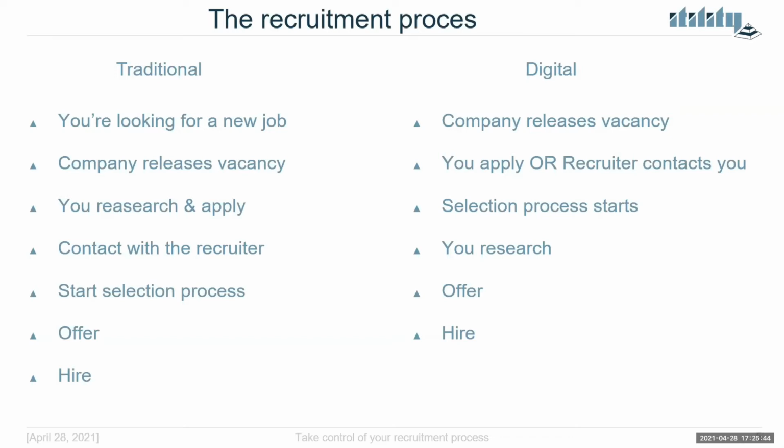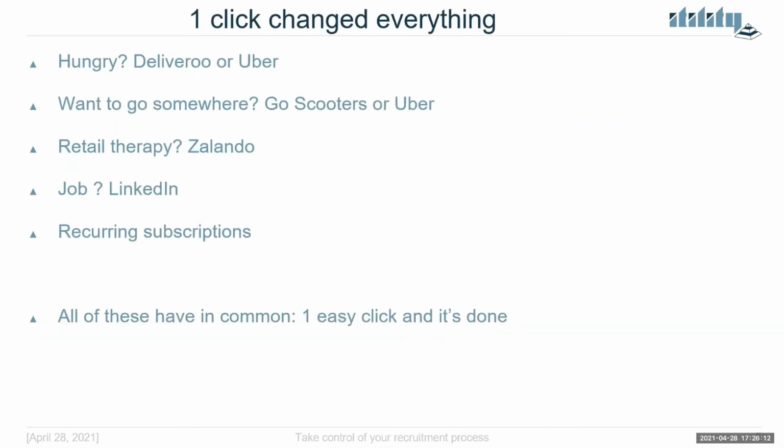In the digital version, the company releases a vacancy, you see it, you apply for it, or a recruiter actively contacts you for it, the selection process starts, and you start to do your research. Then you get the offer, and then you get hired. So it is a very small difference, but it is a significant difference. And the main difference is that in the digital version you are more of a consumer than the person who applies. And this I like to call the one-click digital transition, digital economy.